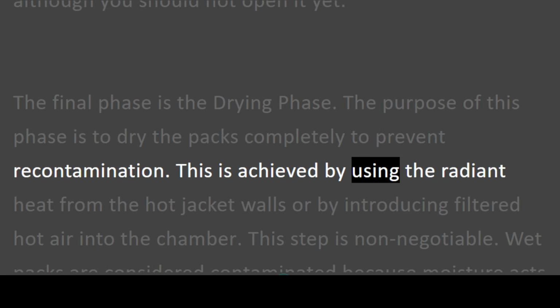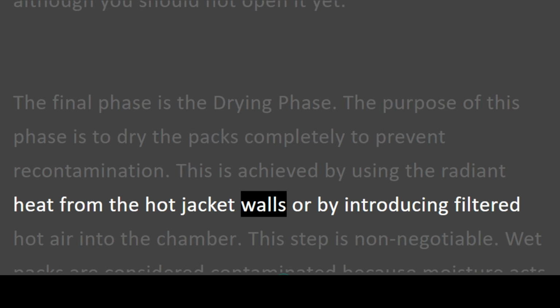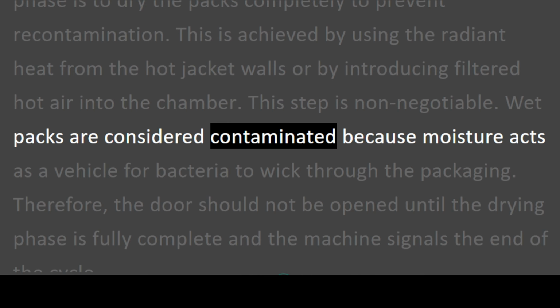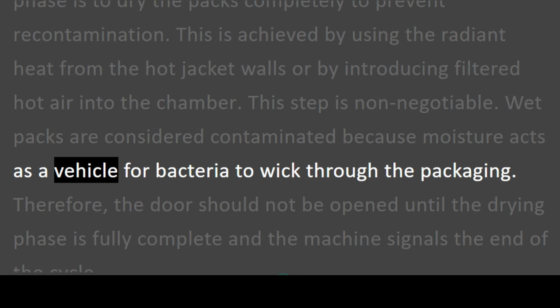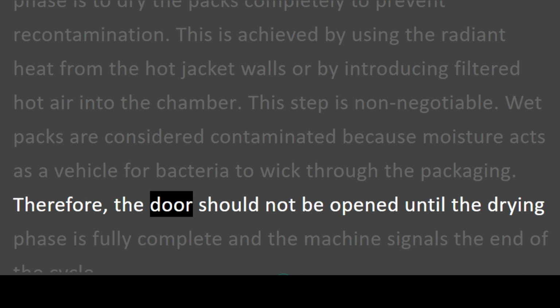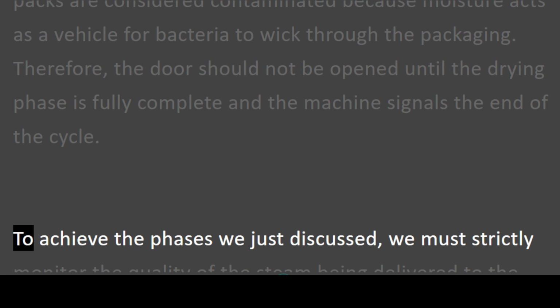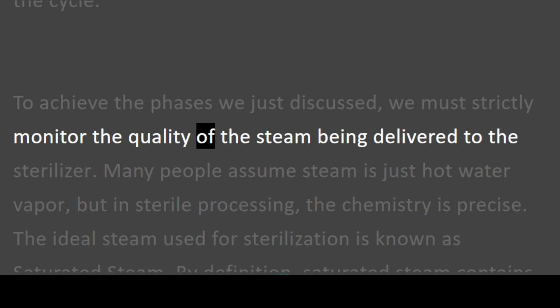This is achieved by using the radiant heat from the hot jacket walls or by introducing filtered hot air into the chamber. This step is non-negotiable. Wet packs are considered contaminated because moisture acts as a vehicle for bacteria to wick through the packaging. Therefore, the door should not be opened until the drying phase is fully complete and the machine signals the end of the cycle.